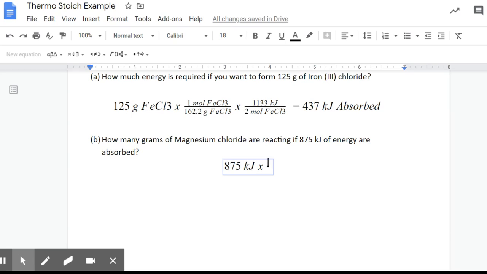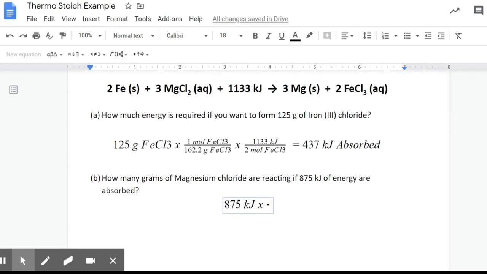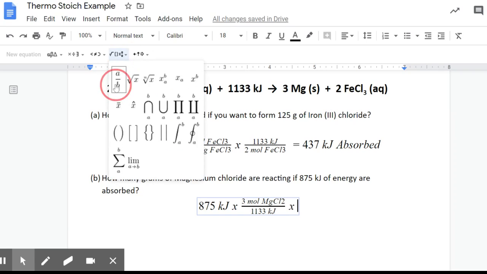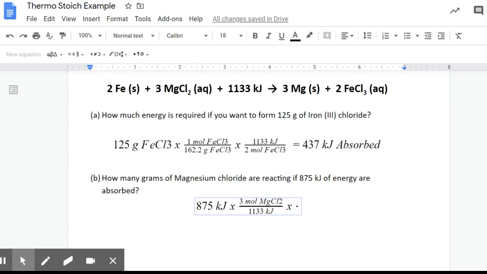We're trying to find magnesium chloride, so we need to know how many moles of magnesium chloride. And according to our balanced reaction, 3 moles of MgCl2 and 1,133 kilojoules of energy. So for every 3 moles of magnesium chloride that react, we need to absorb 1,133 kilojoules of energy. That'll cancel our kilojoules. Now we need to go moles to grams, just using a molar mass step. And we know that 1 mole of magnesium chloride has a mass of 95.21 grams.